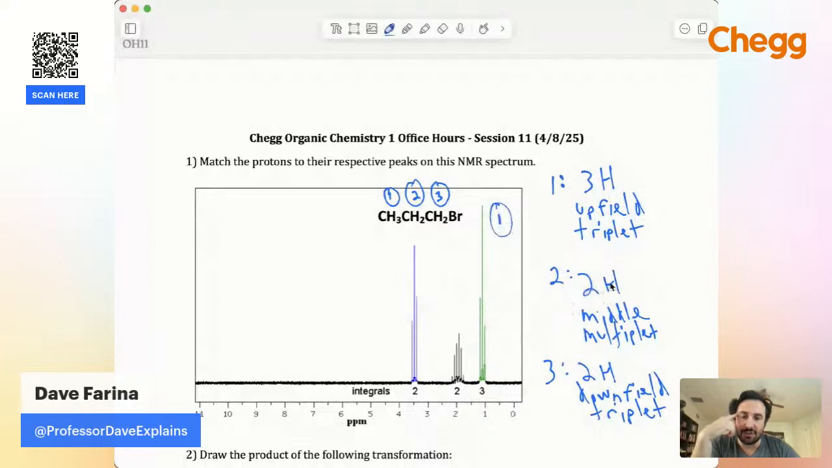Number 2, do we have a 2H multiplet in the middle? And we do. We have 2H. It's in the middle of the other 2 peaks, and it is a multiplet. It's hard to see, right? With a multiplet, it gets hard to be able to count all the smaller peaks, but we'll trust that that's 6 there.